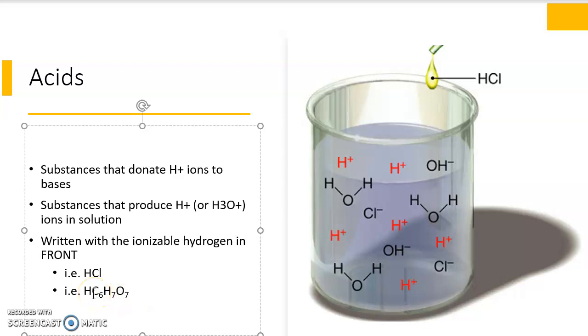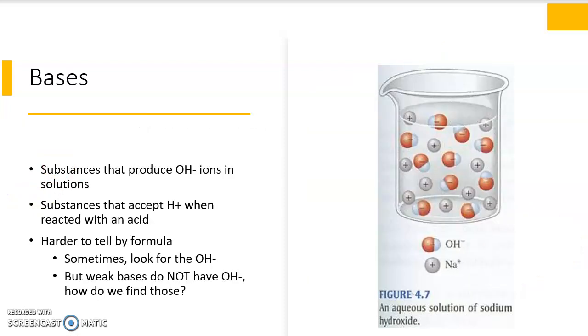One of the things you probably notice is that the hydrogen, the one that's ionizable, is always written in the front. We say it's ionizable because that is a hydrogen that will pop off of the rest of the acid, and that's the one that gets donated in solution.